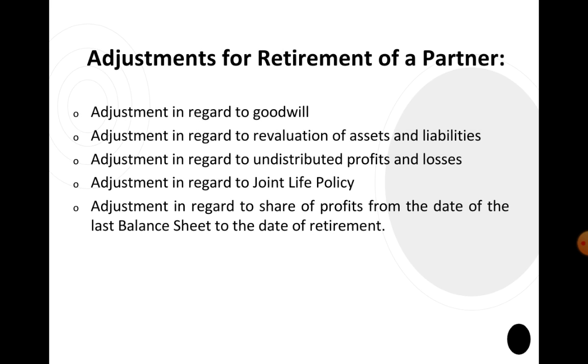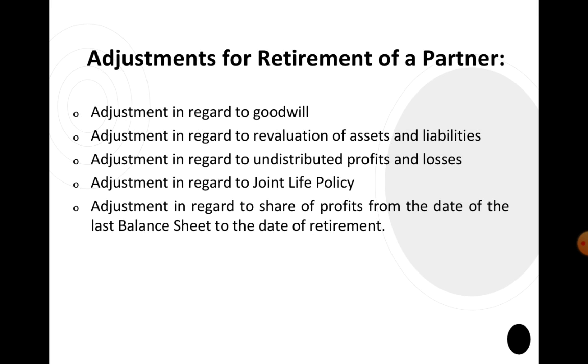Just like in case of the admission of a partner also, we had various adjustments. We had adjustments with regards to goodwill and then assets and liabilities, right? And then after that, we had to change the balance sheet also. So in case of the retirement of a partner, we have these 5 adjustments.